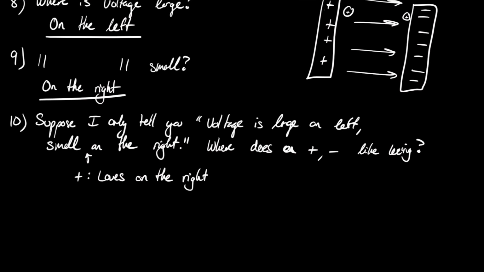Again, voltage, we built the voltage description based off of asking where does a positive charge like versus hate being. So of course it loves being where the voltage is small. That's how we, at first time, knew that the voltage was small. That's how we calculated if it was small or big. Now, this one could be tricky. Where does a negative charge like being?